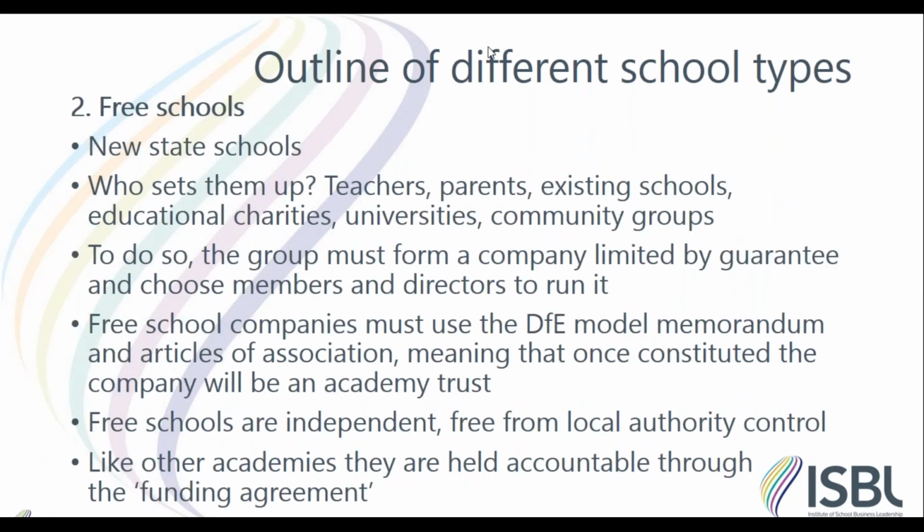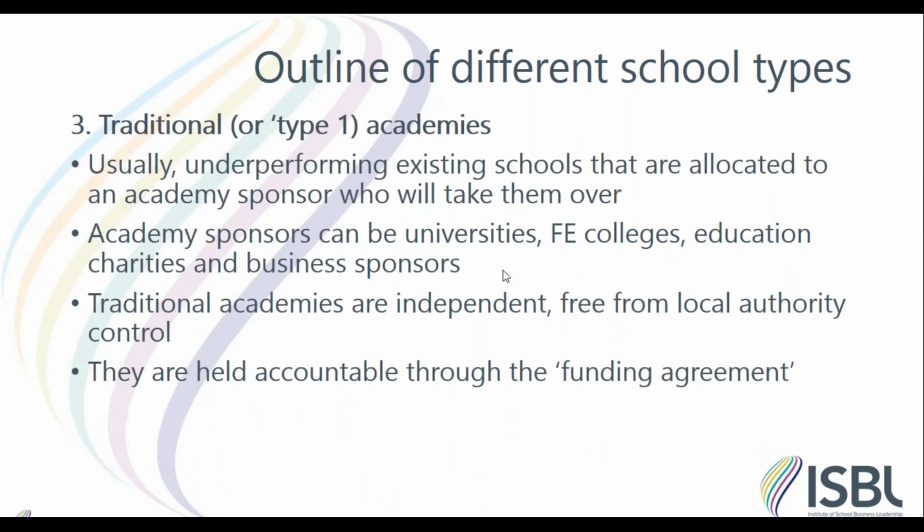So just looking at the different types of academies, traditional or type 1, as they're sometimes referred to, academies were usually underperforming schools that are allocated an academy sponsor to take over them. Like free schools, academy sponsors can be universities, FE colleges, education charities and business sponsors. Traditional academies are independent, free from local authority control. They are held accountable through the funding agreement.